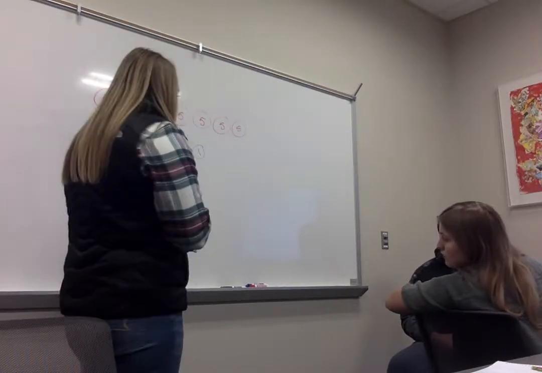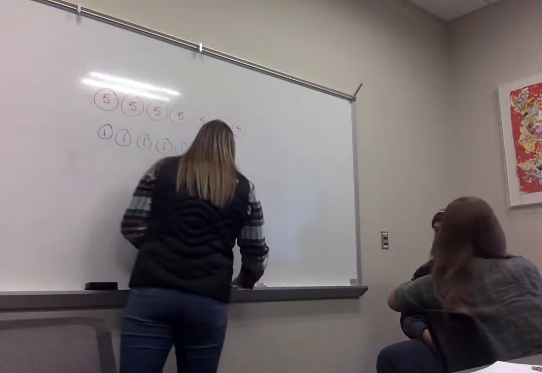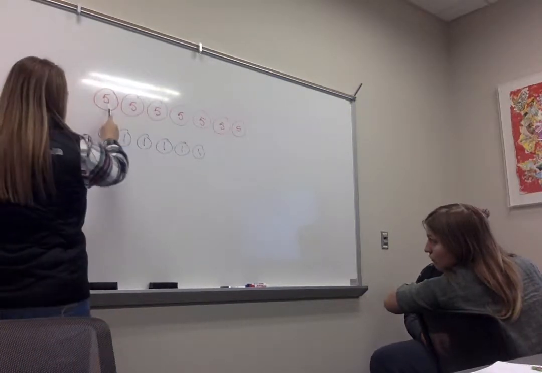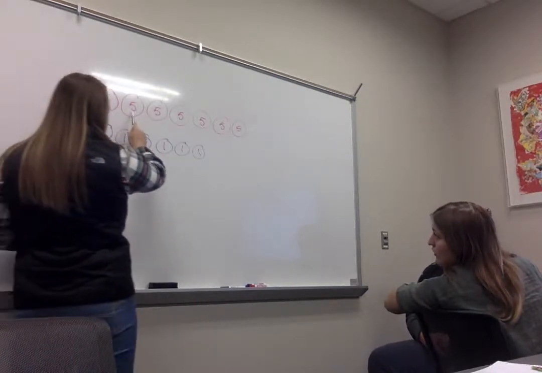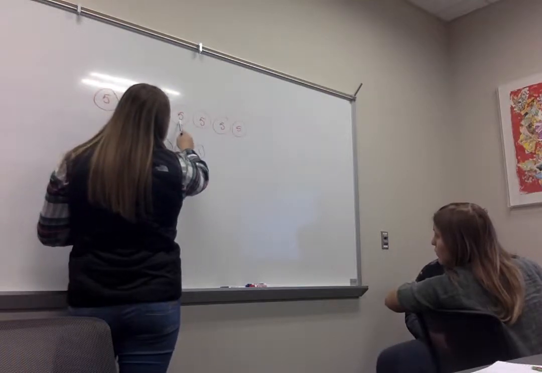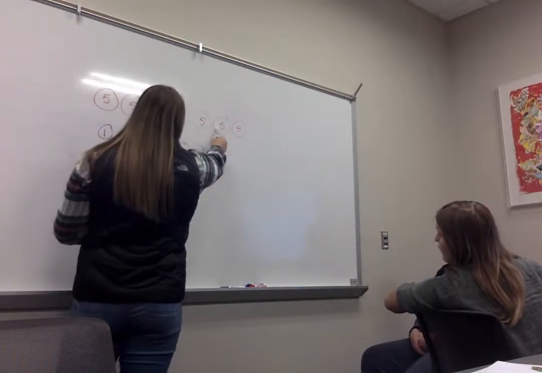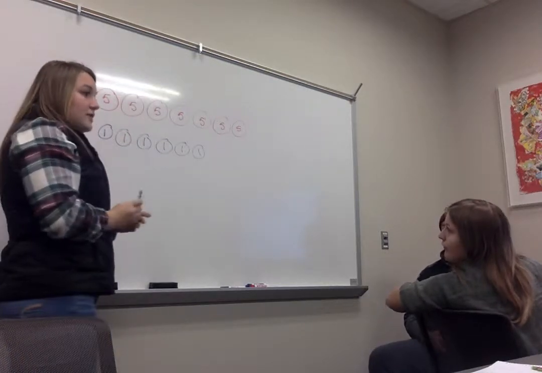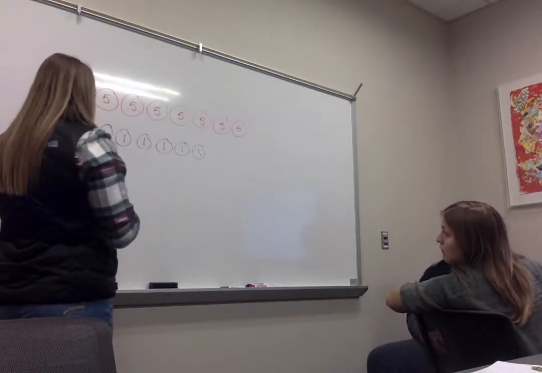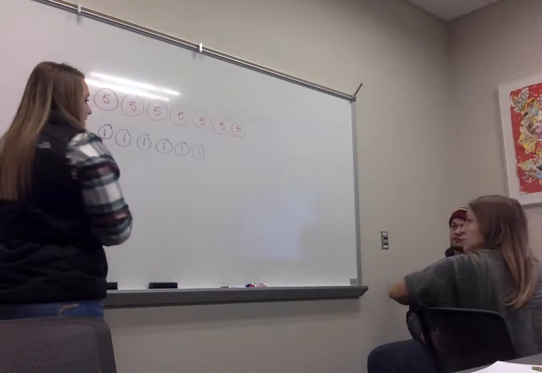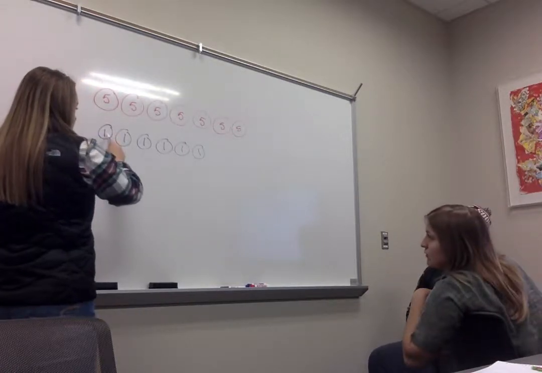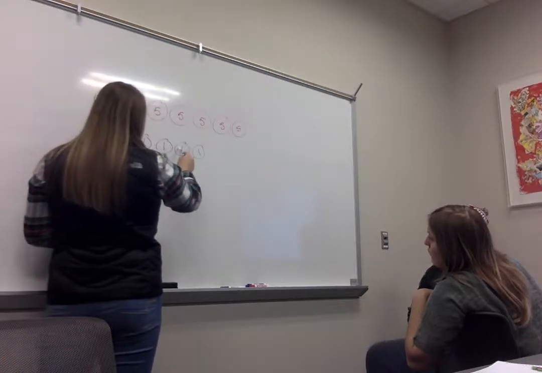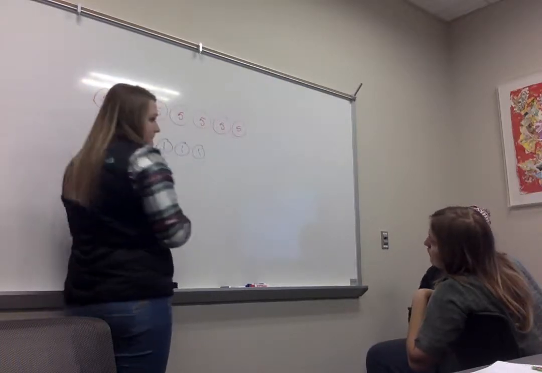So everybody help me count. When I point to the coin, we're going to count by 5s. Ready? 5, 10, 15, 20, 25, 30, 35. So these 7 nickels equals 35 cents. So we're going to add these 6 pennies to the 35 cents. So it will be 36, 37, 38, 39, 40, 41.